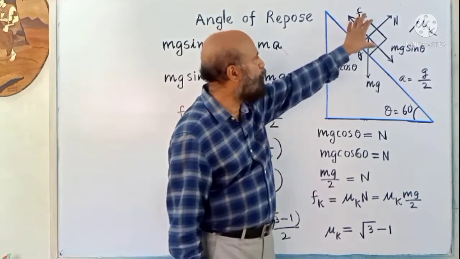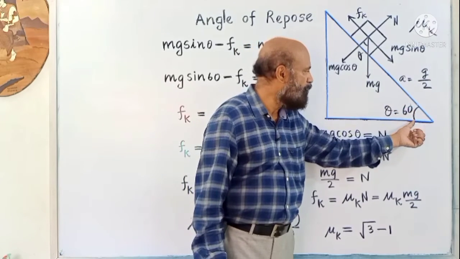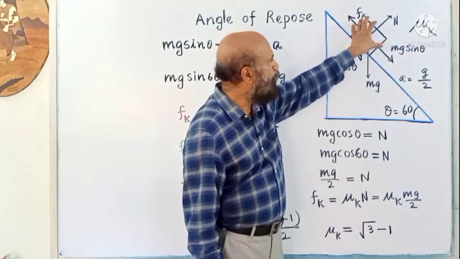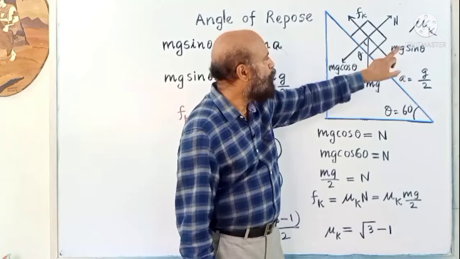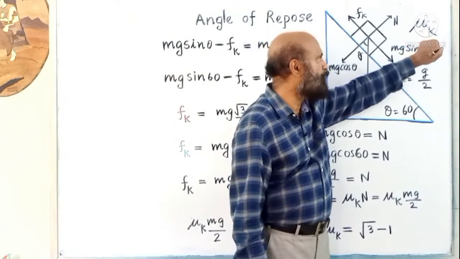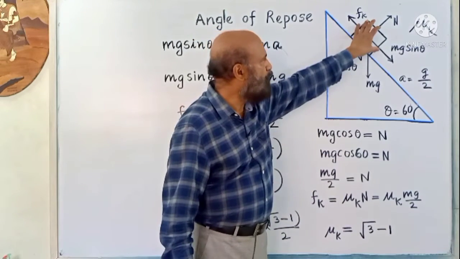Now here a body is kept on an inclined plane and it is making an angle of 60 degrees with the horizontal. The body is moving downwards with an acceleration g by 2. You have to get the coefficient of kinetic friction. The mass of the body is m.